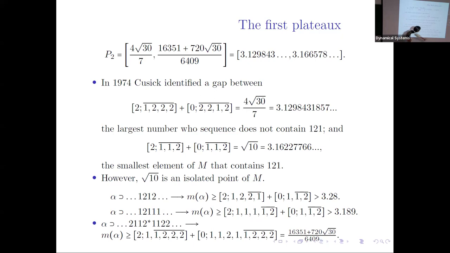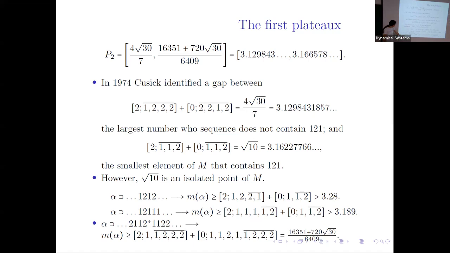A little bit more combinatorial analysis of the sequences and Markov numbers allows you to deduce that square root of 10 is indeed an isolated point, that you cannot get anything smaller, because there is a gap between this value and square root of 10, and this is your good candidate for the right hand point. And then you need to do a little bit further work and show that in fact there is a Cantor set of non-zero dimension which is attached to this point.